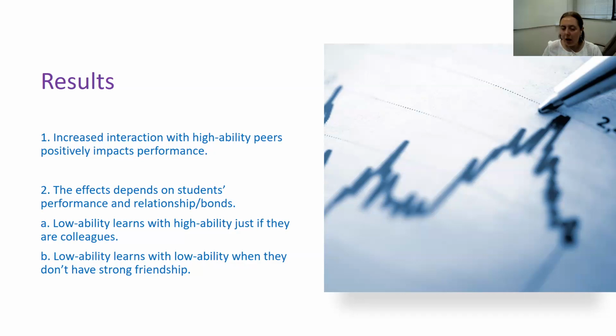So let me talk about low ability students. Low ability students learn more when they are allocated with a high ability peer in a tutorial group, just if this colleague is a friend. And what can be the mechanism here? If I have difficulties and I work with someone who is very good in the same class, I only learn more if that someone is my friend.